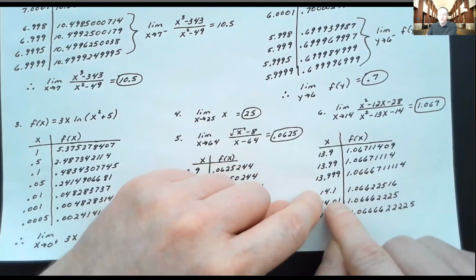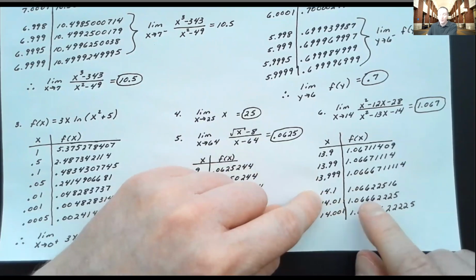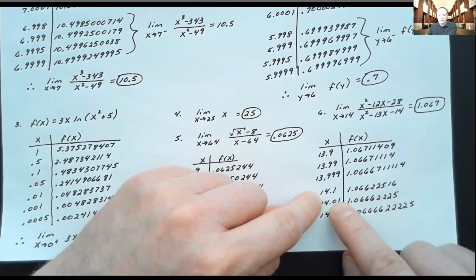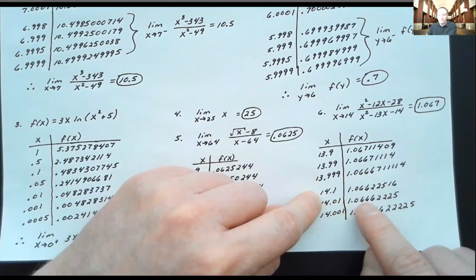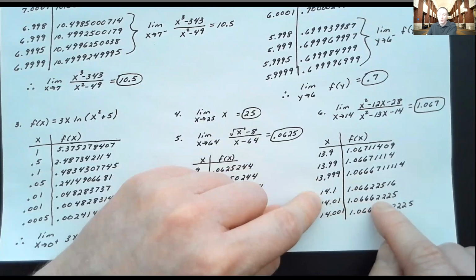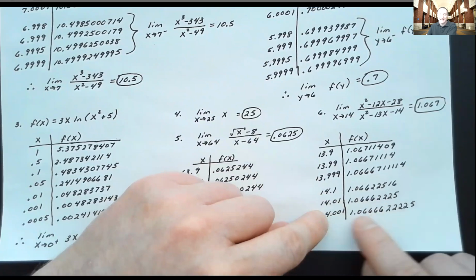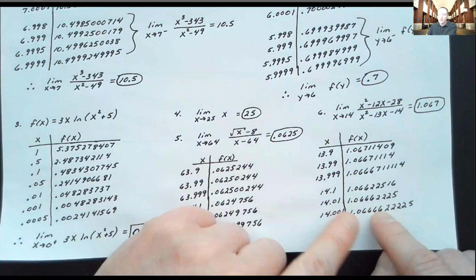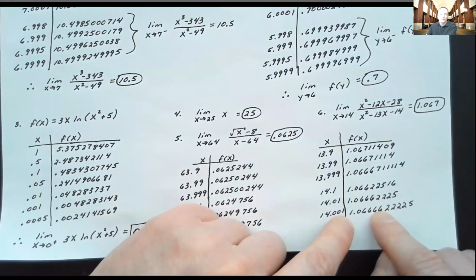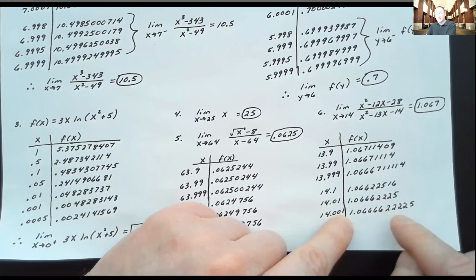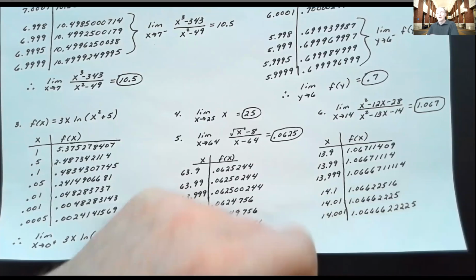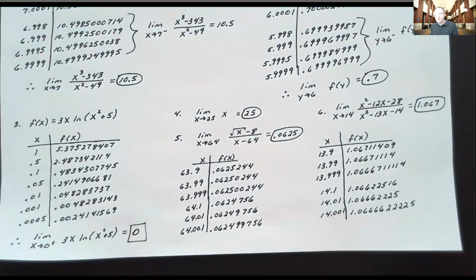If I just look at 14.01 and 14.001, when I'm 1/100th of a unit to the right, my y value is 1.0666. Okay. What about when I'm 1/1000th of a unit to the right? No surprise, it added another 6 in there. So if I said, hey guys, what is f of 14.0001? You should automatically guess, well, I bet it's going to be 1.066666 and then 2225. So you're going to have 5 6s if you have 3 zeros.